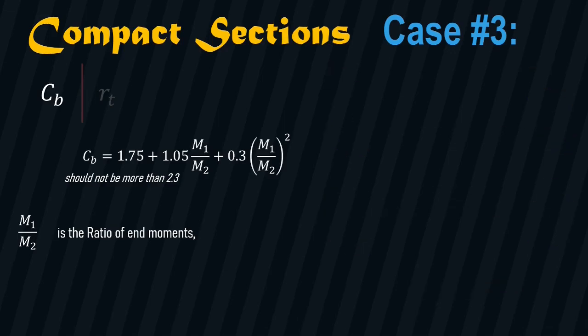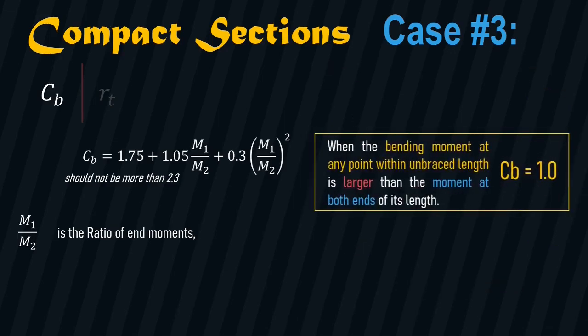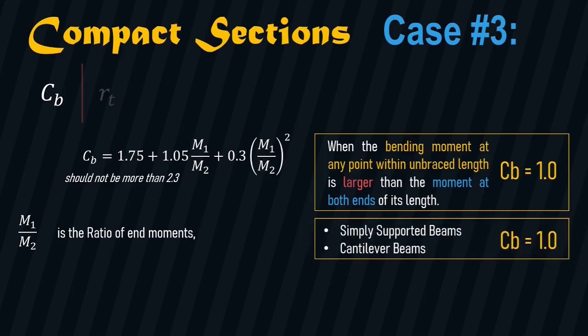Other values for CB include when the bending moment at any point within a braced length is larger than the moment at both ends of its length, then the value of CB is equal to 1.0. This includes simply supported beams and cantilever beams. So that's how you compute for the value of CB.